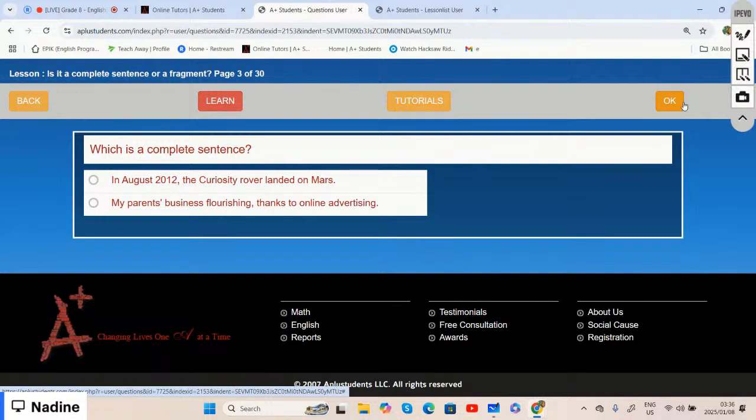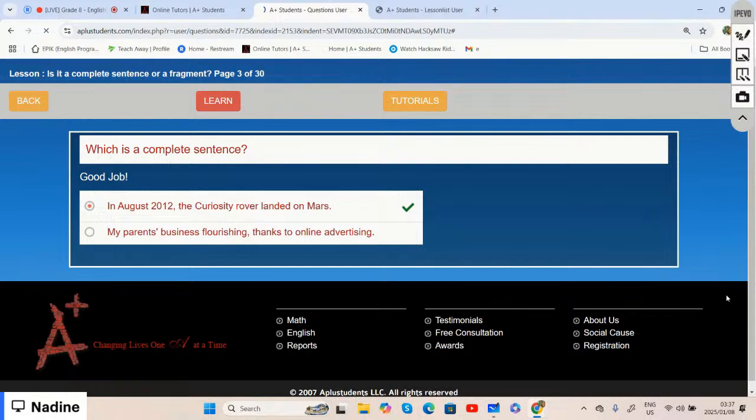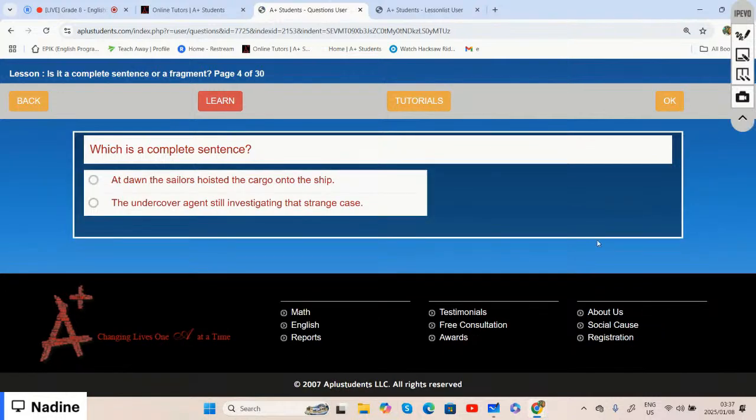All right. So now we need to also say, is it a complete sentence or a fragment? All right. So that is a complete sentence. Remember, a complete sentence has both a subject and a verb. All right. We need to complete the next one with a complete sentence. It has a subject and it has a verb.